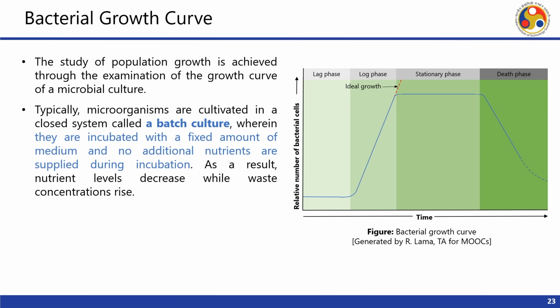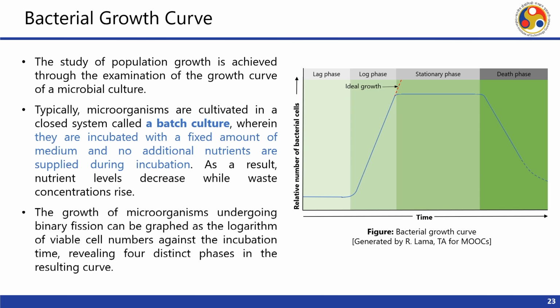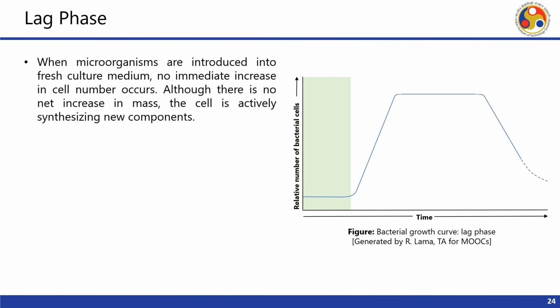Typically microorganisms are cultivated in a closed system called a batch culture, wherein they are incubated with a fixed amount of medium and no additional nutrients are supplied during incubation. As a result, nutrient levels decrease while waste concentrations increase. The growth of microorganisms undergoing binary fission can be plotted as the logarithm of viable cell numbers against the incubation time, revealing 4 distinct phases as we have discussed recently.